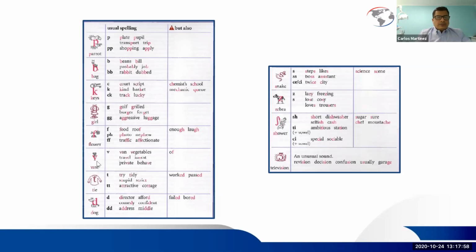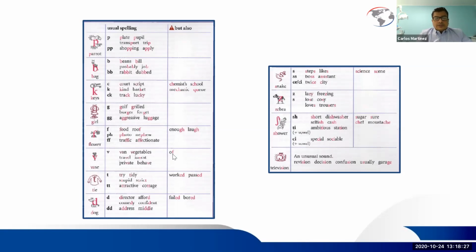Very good. Now we have the V sound, okay? And this is normally represented with the letter V, like van, vegetable, travel, invest, private, behave. Again, behave. Even though normally, in the majority of cases, when you have a final letter E, the sound is eliminated and we only pronounce the last consonant. So behave, okay? We don't say "behavee", we say "behave".